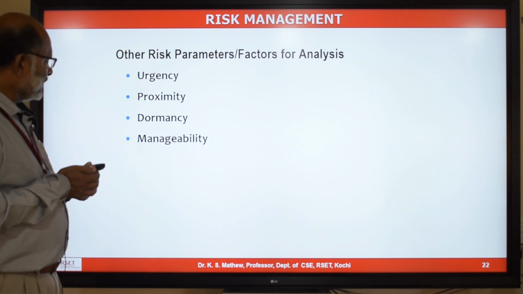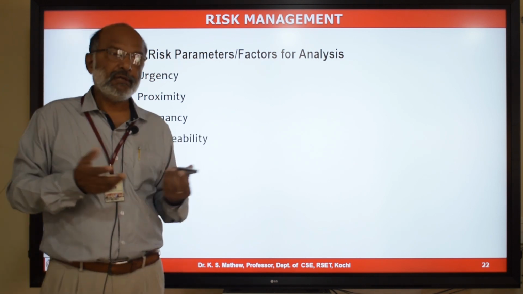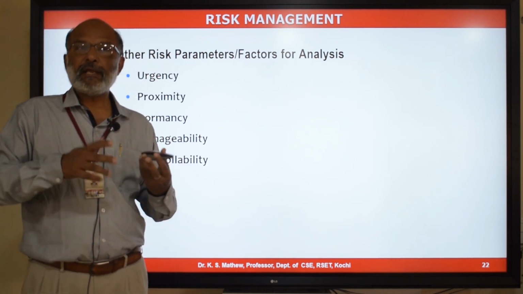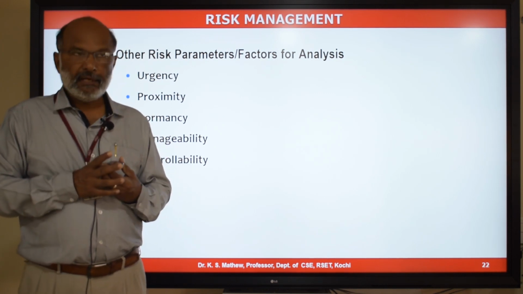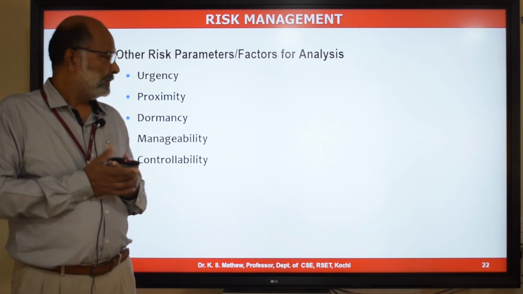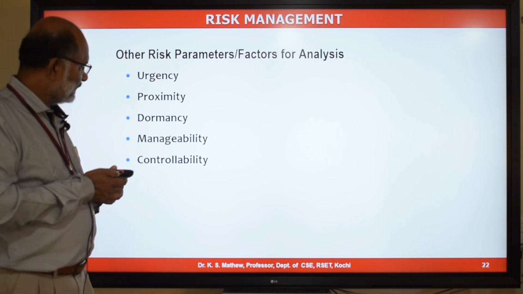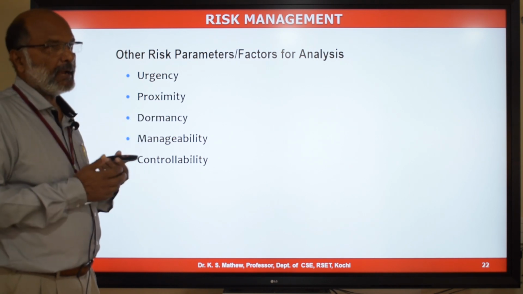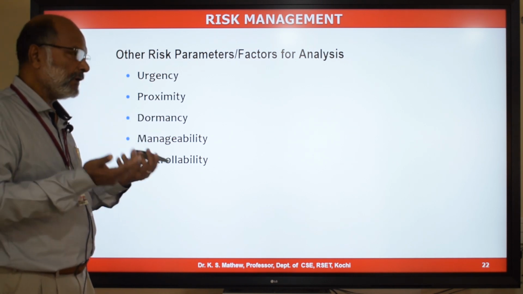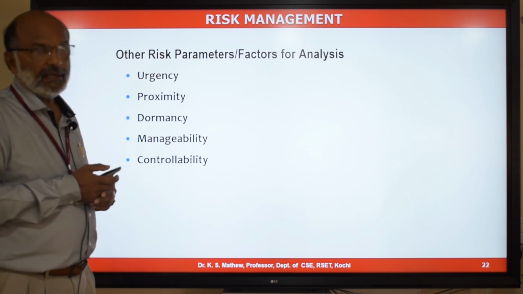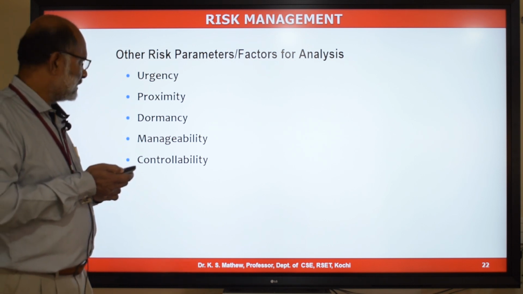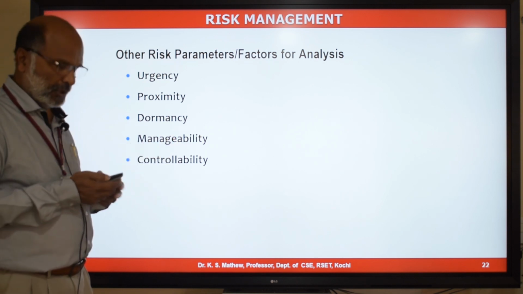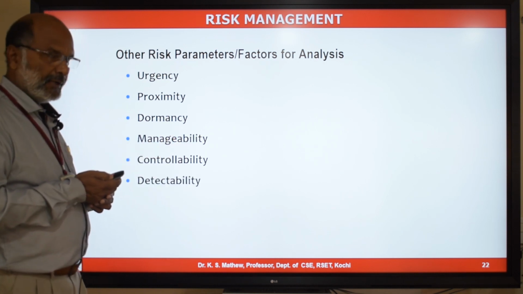And another factor is manageability. How easy it is for the risk owner to manage the risk. And controllability. How easy it is for the risk owner to take action to control, mitigate or eliminate the risk. Controllability of the risk. Whether it is possible to control the risk, whether it is possible to reduce the impact and the probability, or whether it is possible to avoid the risk. Depending on the difficulty of control in the risk, you will score this factor on a scale of say 1 to 10, controllability. Detectability we already talked about.